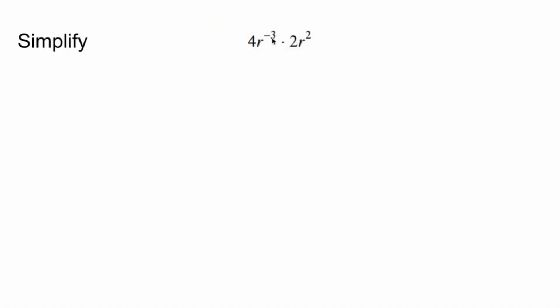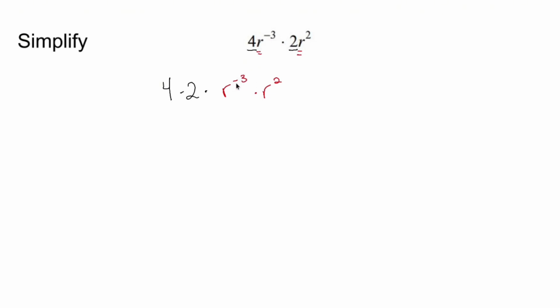Simplify 4r to the negative third times 2r squared. All right, this is what I want to do first. I want to split up these numbers on their own thing. So I'll put 4 times 2 completely on its own. Then I'm going to take r to the negative third, write that over here, and r squared and write that over here. Now, what we have in this problem is a negative exponent.